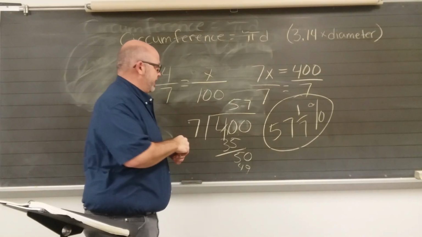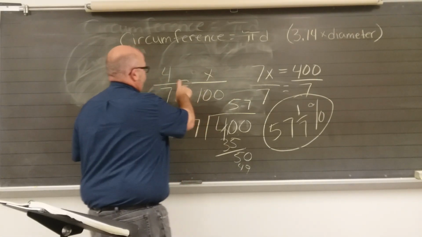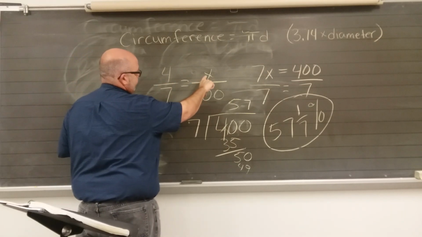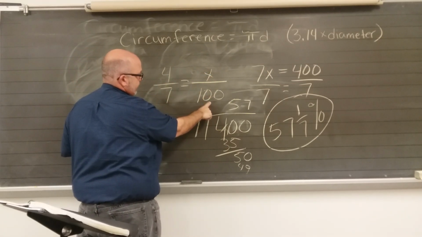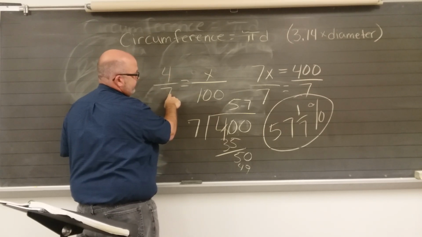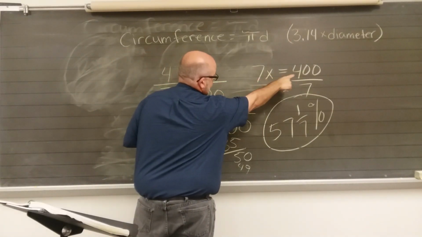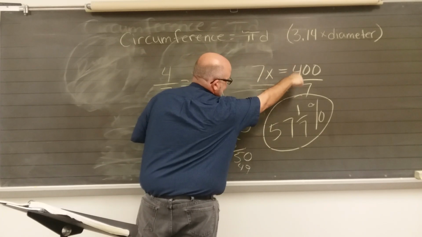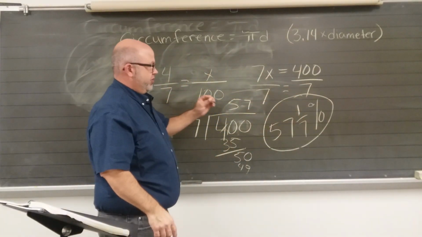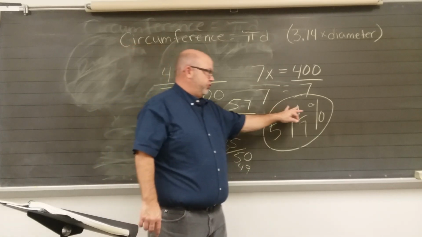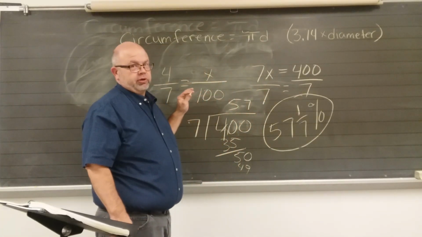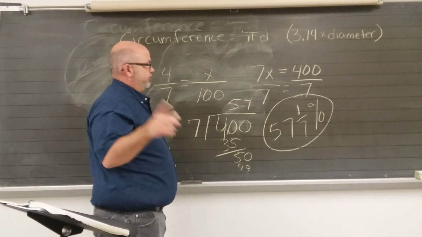So you're always taking a fraction, 4/7, comparing it to a missing number over 100, okay? 400 divided by 7 is what this comes up with. 7x equals 400. 7 divided by 7, 400 divided by 7. If you have a remainder, make it a fraction and make sure you put percent. This must be a percent answer. Okay? So just check your work out.